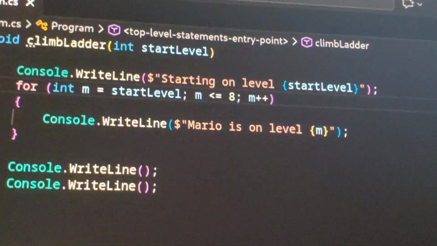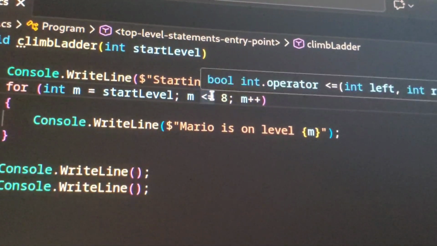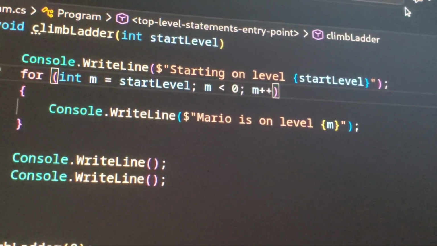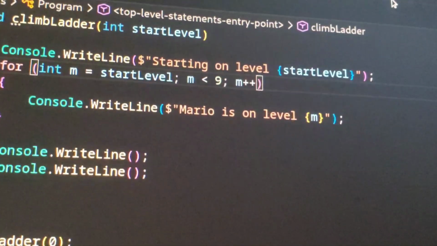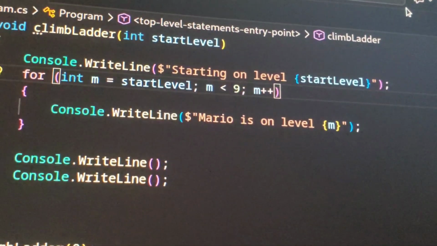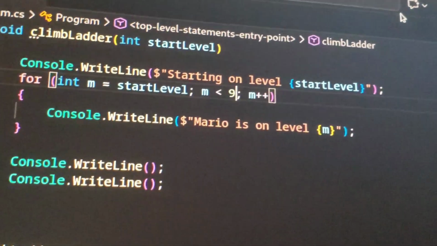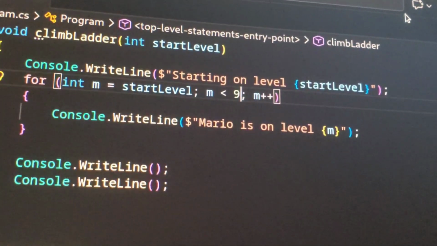Now, the alternative to do this, if you don't want to do less than or equal to 8, you can do less than 9, which also includes 8. But in my opinion, you set the constraint in a way that makes sense.